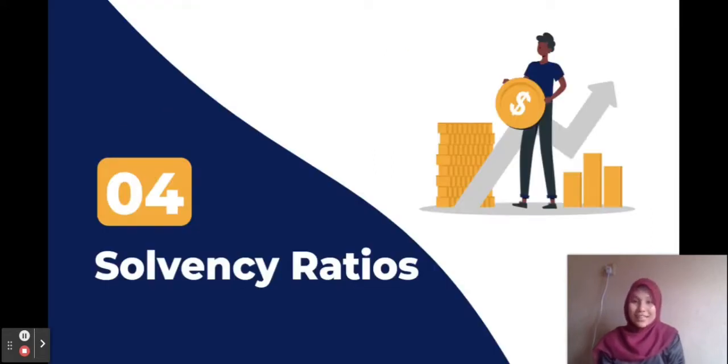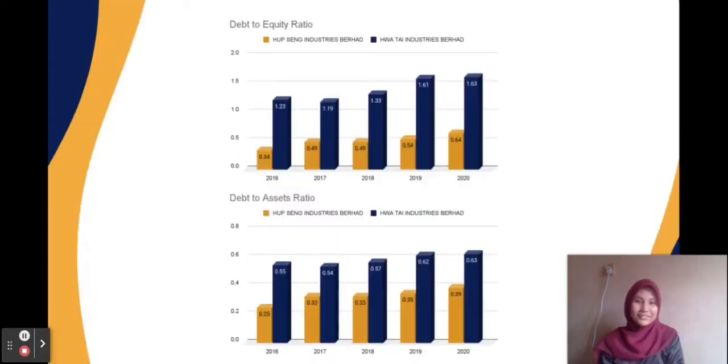And we have come to the last category, which is solvency ratios, which are the debt to equity ratio and debt to asset ratio. Solvency ratios measure a company's ability to pay off its debt obligations without diminishing its shareholders' equity. In contrast to the other ratios, we can see that Huatai Industries has a higher ratio compared to Seng Industries. Ideally, a debt to equity ratio should be less than 1. A higher ratio indicates that Huatai Industries is carrying a dangerous amount of debt, while a higher debt to asset ratio means that Huatai Industries has borrowed more money than its assets indicate it is worth, compared to Seng Industries.